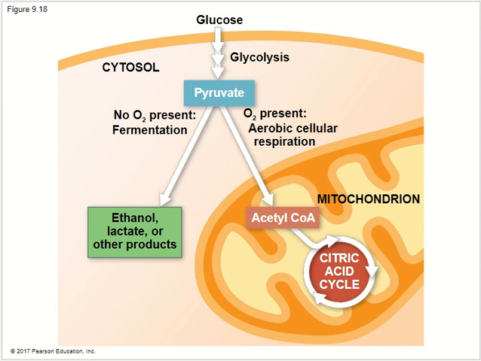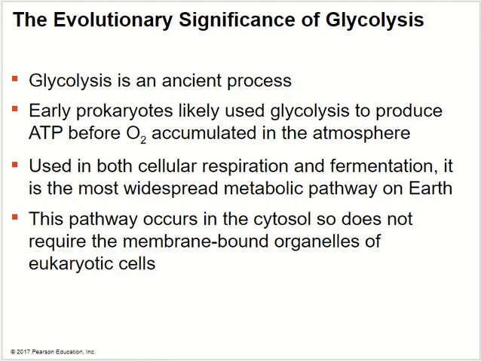Depending on the availability of O2, pyruvate can either go through anaerobic fermentation or aerobic cellular respiration, when both are available. Glycolysis is an ancient process. Early prokaryotes likely used glycolysis to produce ATP before O2 accumulated in the atmosphere, and it is used in both cellular respiration and fermentation. It is the most widespread metabolic pathway on Earth. The pathway occurs in the cytosol, so it does not require the membrane-bound organelles in eukaryotic cells.